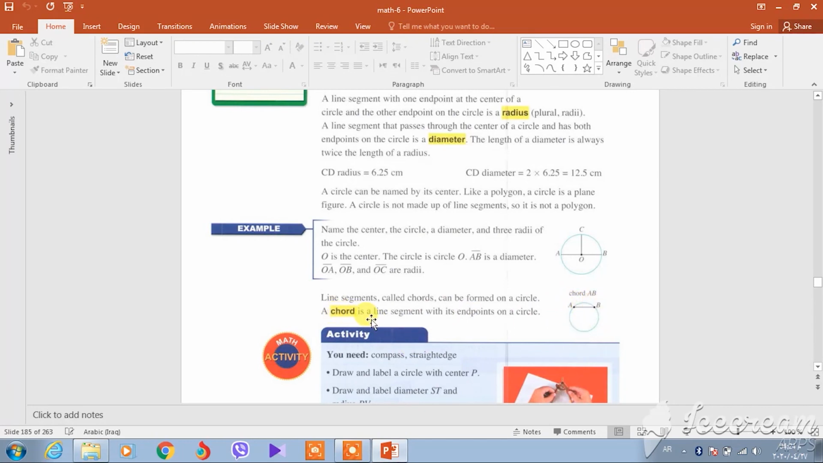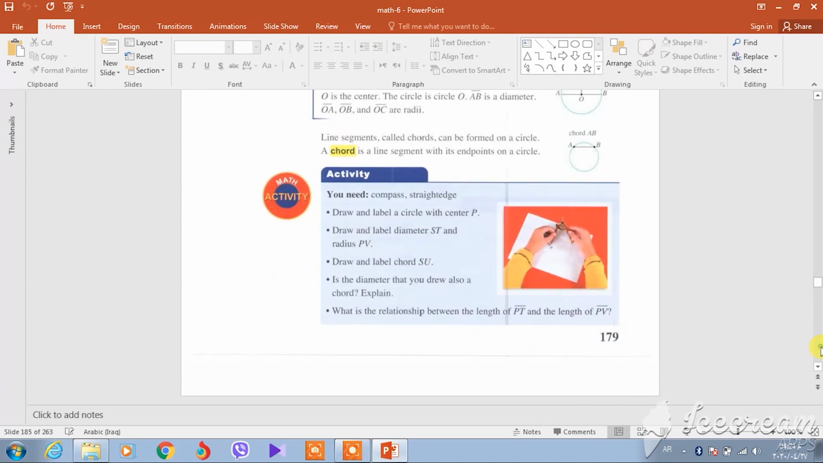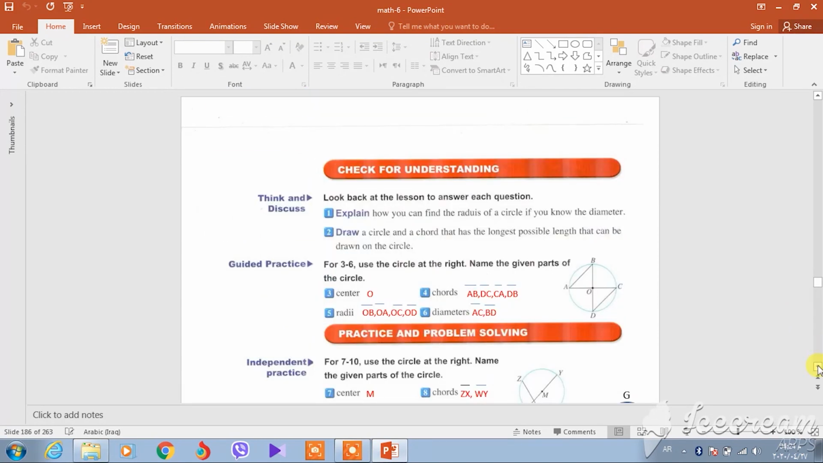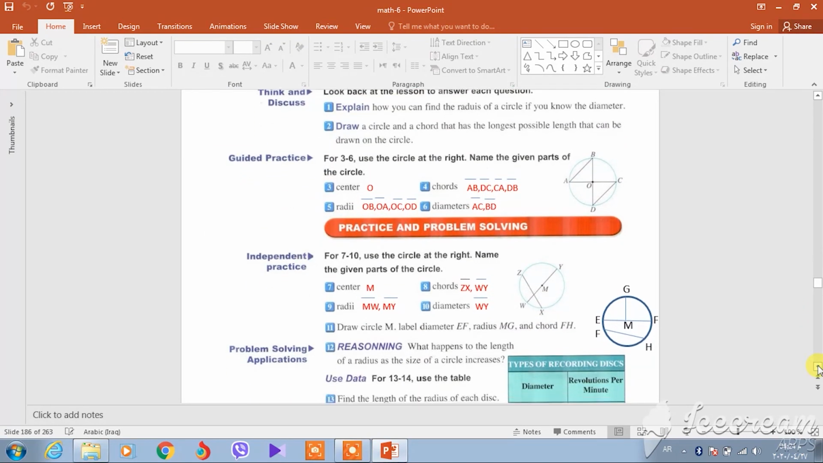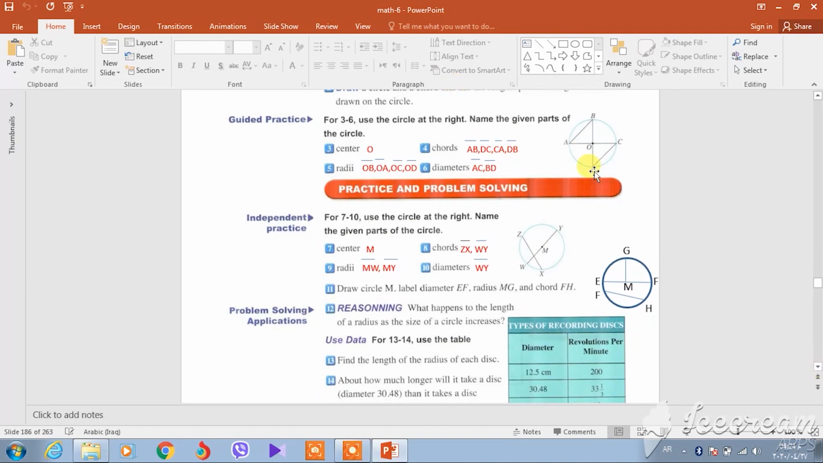So a chord is a line segment with two endpoints on the circle. And we have a practice, questions 3 to 6. Use the circle at the right. Name the given parts. Which point is the center of the circle? If we look, we have O. Point O is the center point.